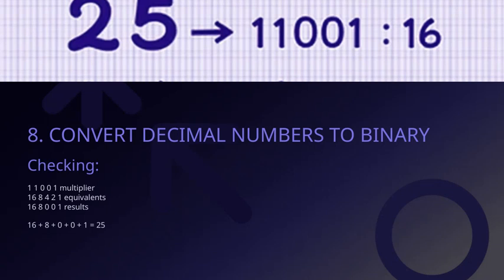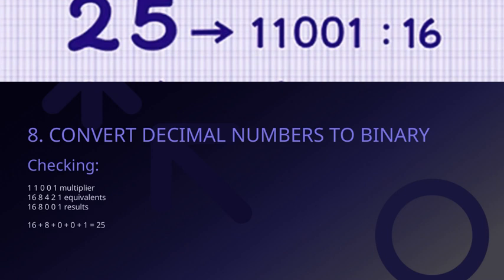Now let's walk through how to convert a decimal number into its binary equivalent. Here, we're checking the number 25. On the left, we have the binary multiplier, which is 11001. This represents the binary digits we're testing. On the right, we see the decimal equivalents, 16, 8, 4, 2, and 1. These are the values of each binary digit position.